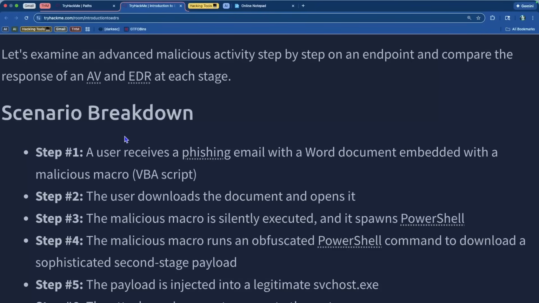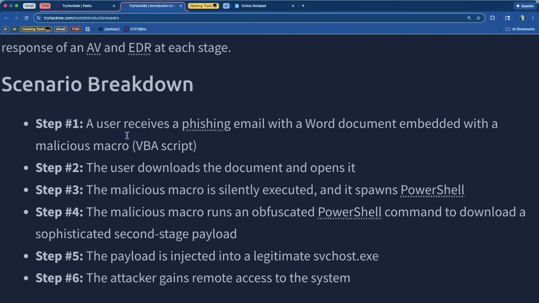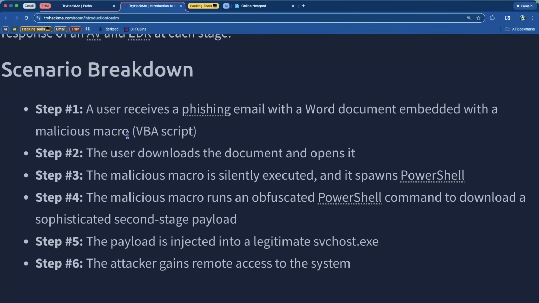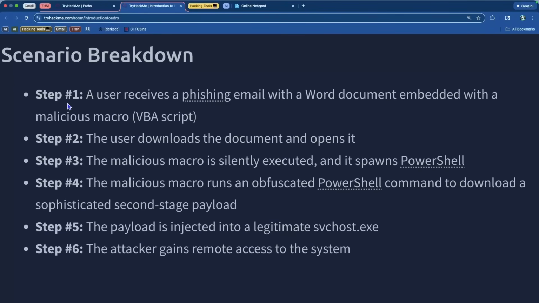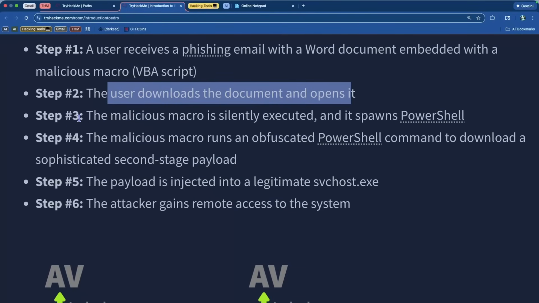So we're going to look at an example of this step by step and compare the response of the AV and the EDR at each stage, right? So, scenario. Step 1, the user receives a phishing email with a Word document embedded with a malicious macro, a VBA script inside of the macro details of the file. So they open the file, the macro launches, and the script is inside of it. Step 2, the user downloads the document and opens it. That's basically where everything hits the fan.